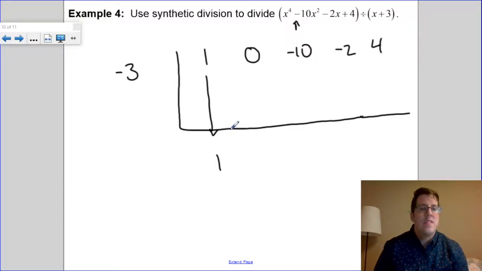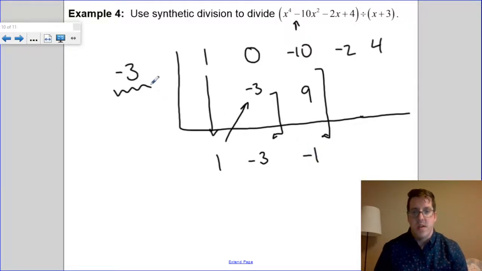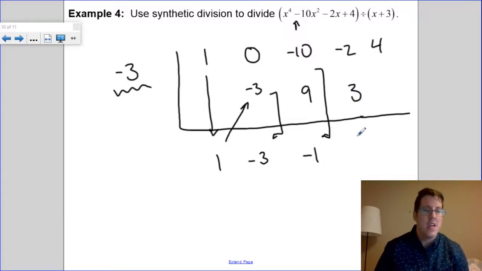And then for every step forward, we are going to multiply and then add. Now, what do I mean by multiply and add? Well, multiplying by this -3 that we've put out there. So 1 times -3 is -3. And then we're adding 0 and -3 to get -3. -3 times -3 is +9. And then we're adding to get -1. -1 times -3 is +3. And we're adding to get +1. And -3 times 1 is -3, and we're adding to get +1.